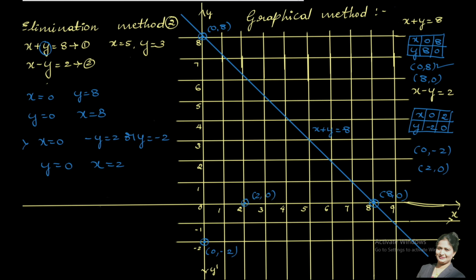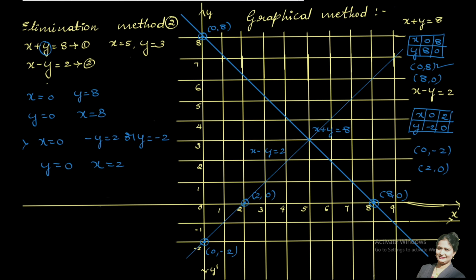I thought the students would enjoy a lot while watching this video. So this is a straight line, and with the help of the scale, you can draw the straight line. This line is x minus y is equal to 2.